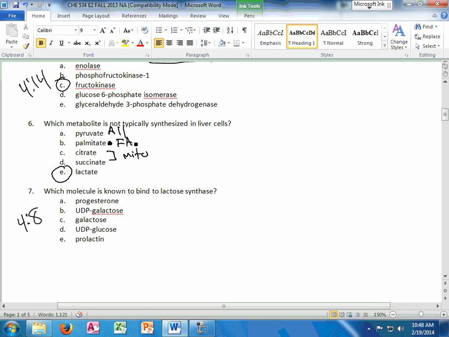Which molecule is known to bind to lactose synthase? So that threw me off when I read to bind to lactose synthase, but I know that UDP galactose plus glucose turns into lactose via lactose synthase, is the enzyme here. So that's why B is the answer. Definitely review progesterone and prolactin. It's around that slide. I don't think it's on the same one. But this one was about knowing the specific reaction of lactose synthase.